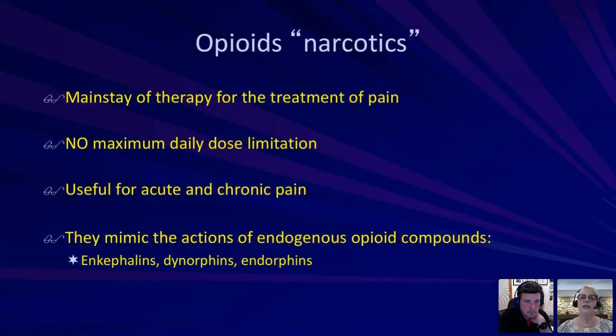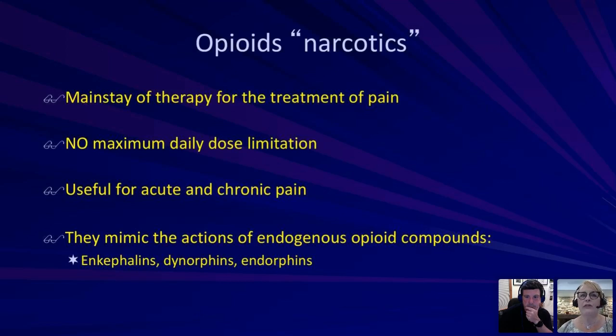So a little information about the drug classes in general that we call opioids or narcotics. We know that these have long been a mainstay of treatment for multiple different types and levels of pain. No maximum daily dose limitation. That is maybe surprising to some of you. It's also terrifying, truly, in some scenarios. You can have patients on a couple of thousand milligrams of oxycodone, 1,500, 1,600 milligrams of morphine.